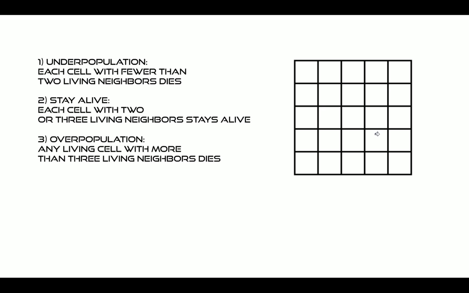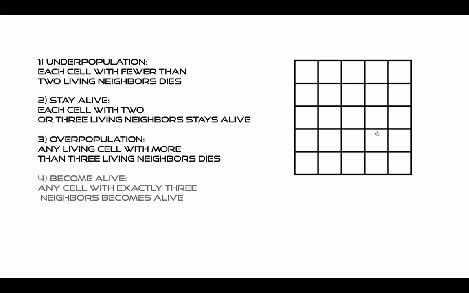The last condition is a cell becoming alive. Any cell with exactly 3 neighbors becomes alive. So if you have a condition like this, the cell has 3 living neighbors and will become alive with the next iteration. And well, the cell also has these 3 neighbors and also becomes alive with the next iteration.